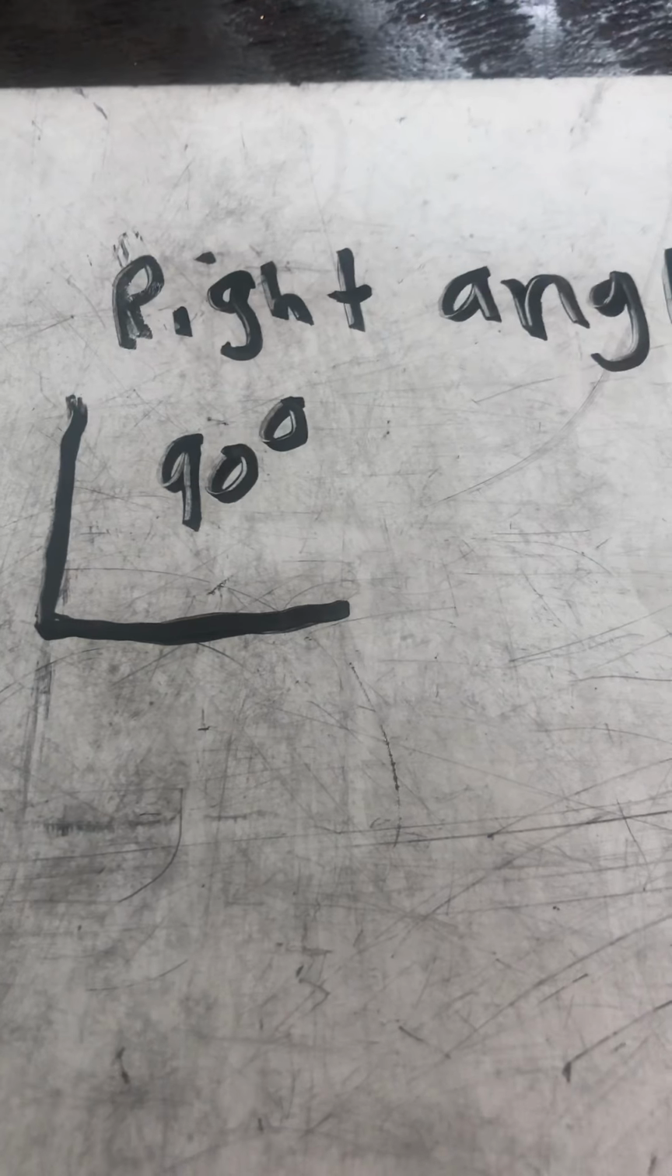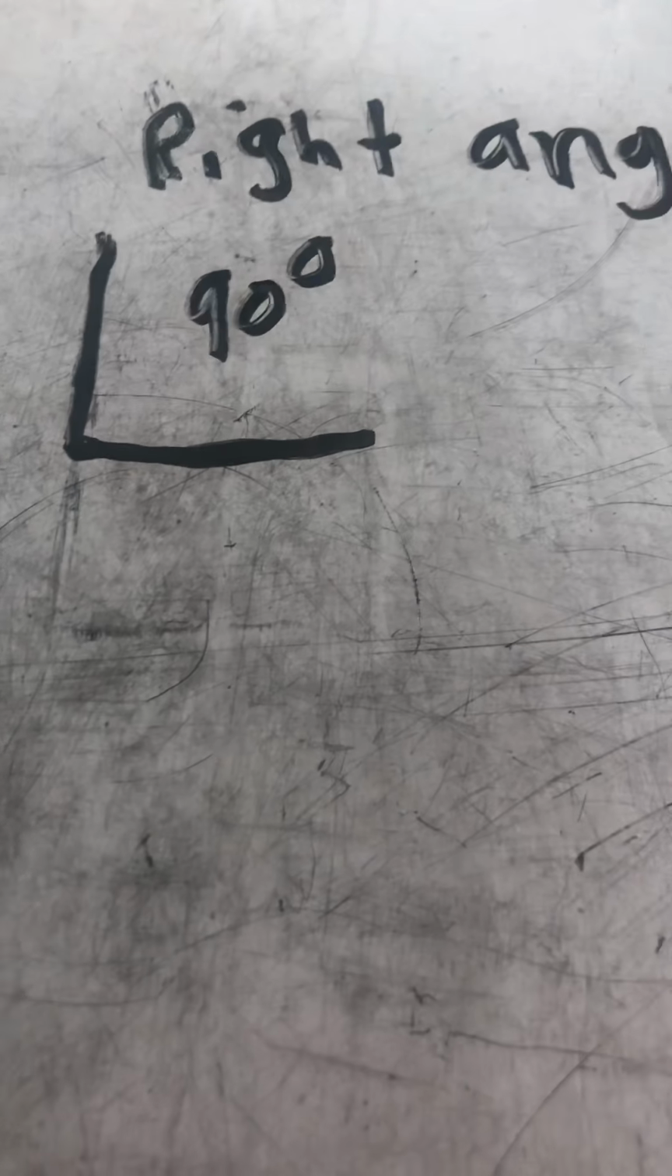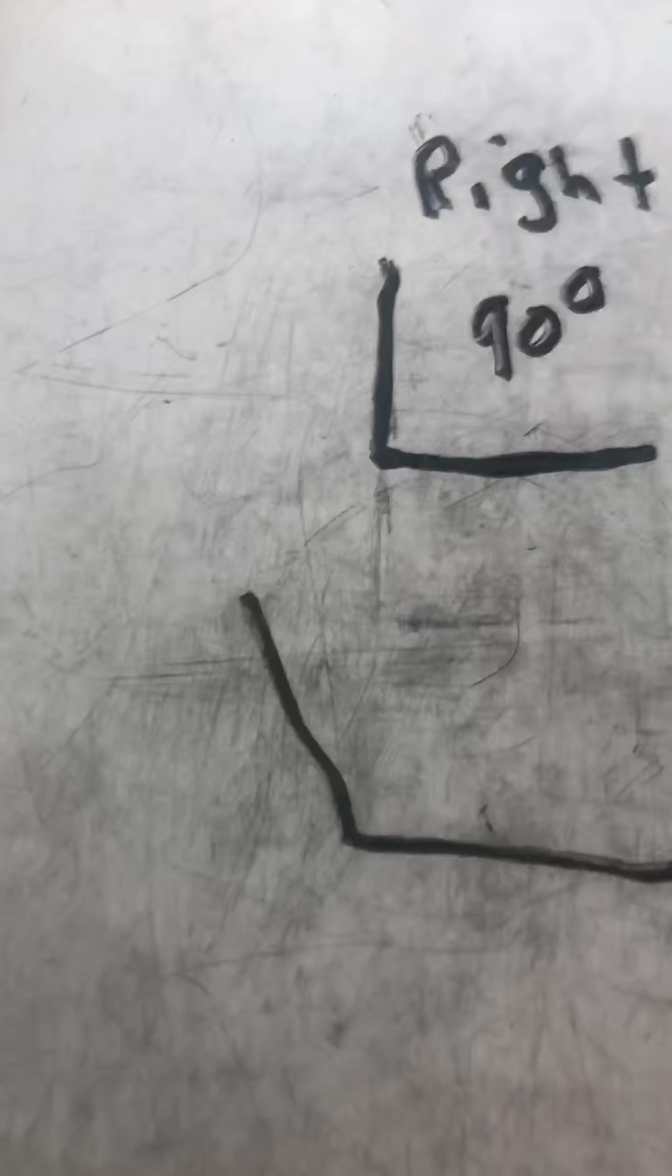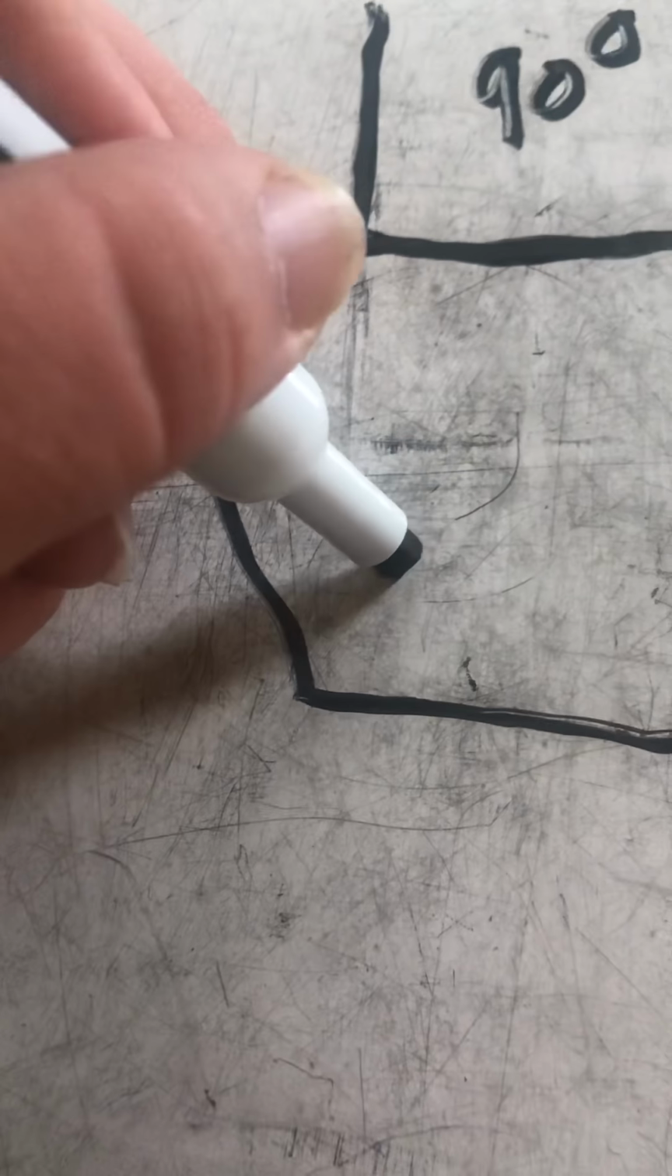So, the line comes straight and flat over. 90 degrees, right angle. Now, say I have an angle that's wide. This one is going to be more than 90 degrees.